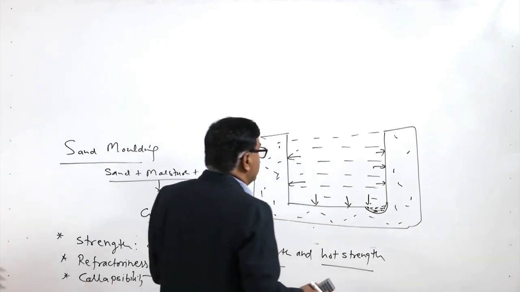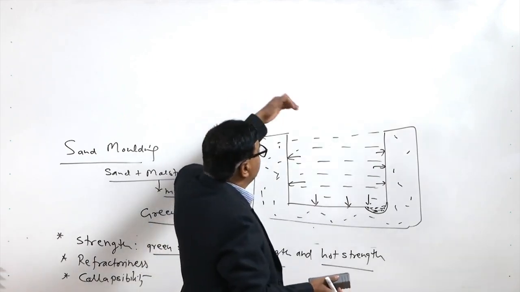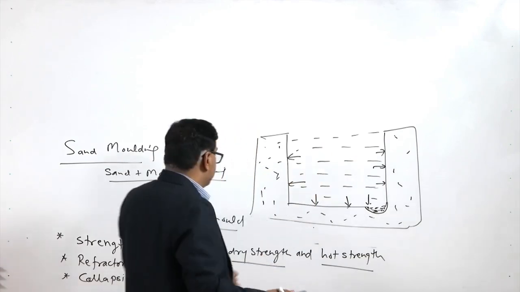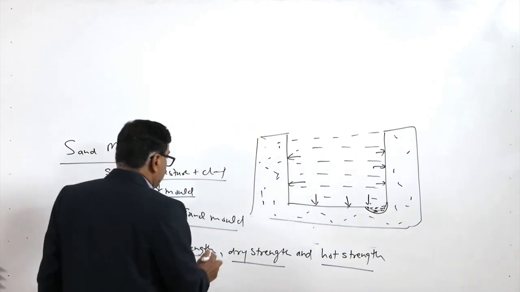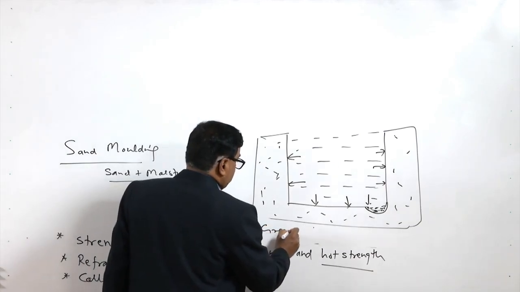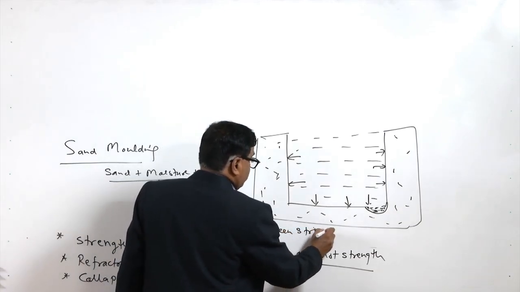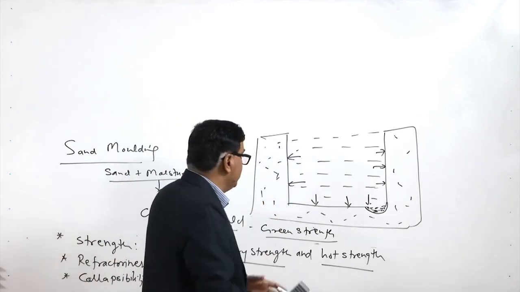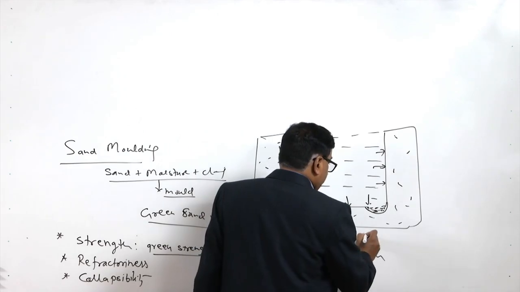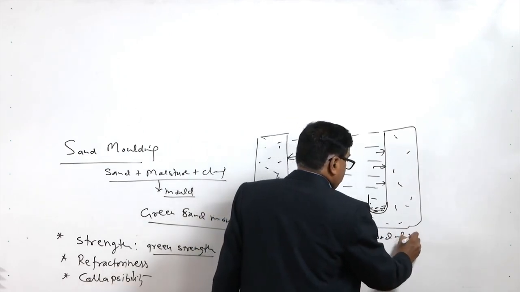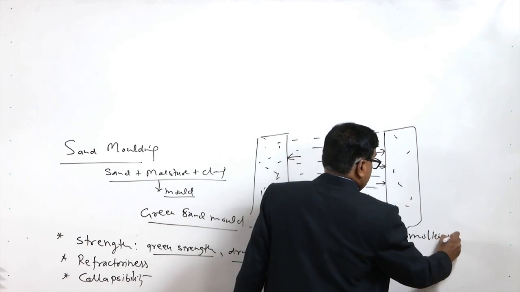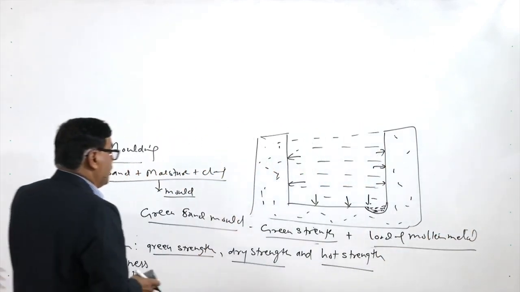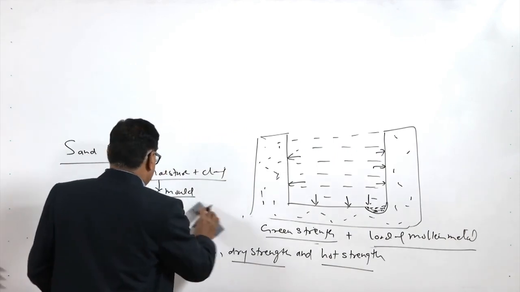So, in that case, the freshly prepared mold is poured with the molten metal directly, and after the solidification we get the casting. So, in that situation, the green strength becomes important, not just from the size and shape retention point of view, but it should also carry the load of the molten metal. So, the green strength of the mold becomes important in that case.